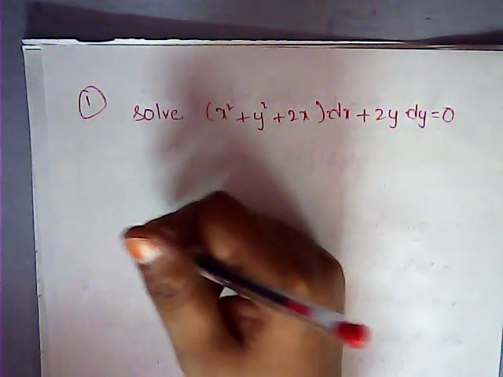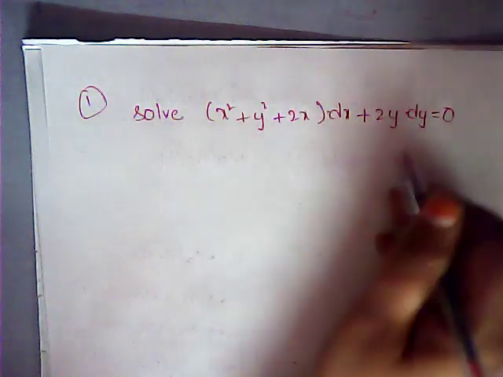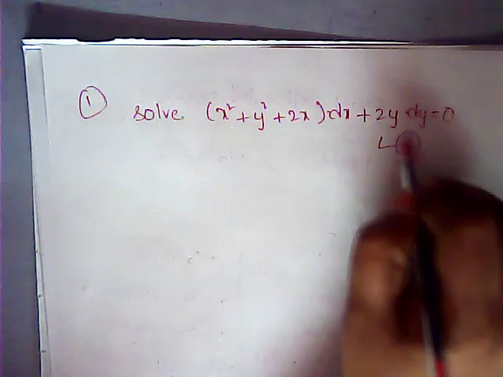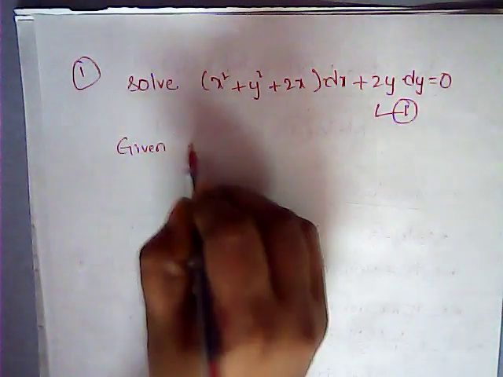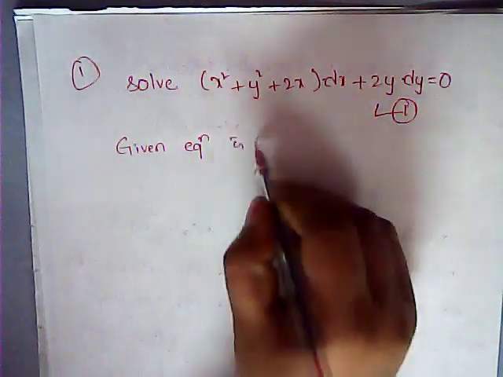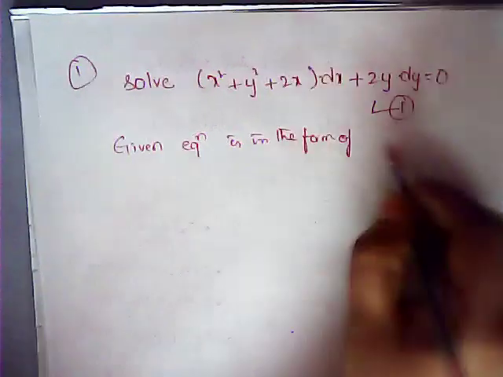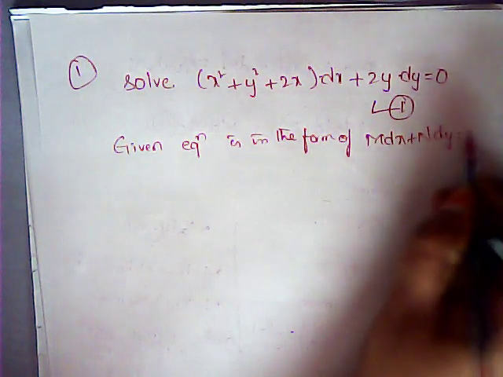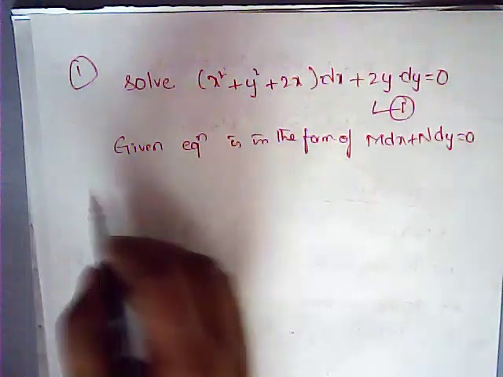Okay, so this is a question which was given to me. You can check here, the given equation, let me take it as equation 1. The equation is in the form of m into dx plus n into dy is equal to 0. Now you go for what the m terms and n terms are here.